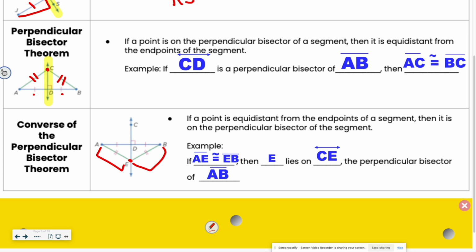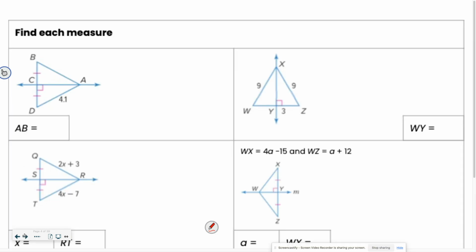Perfect. Math and words sometimes don't always get along very well, right? I think sometimes it confuses more than the actual property itself. So let's try this with some numbers, okay? I think it's going to hit home a little bit better. It says find each measure using the perpendicular bisector theorem. So we are looking for AB. I notice that AC is our perpendicular bisector. So if AD is 4.1, so is BD, because A is equidistant from the endpoints of that segment.